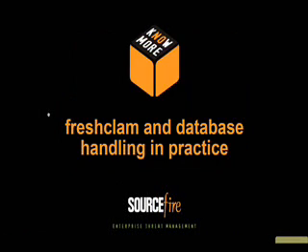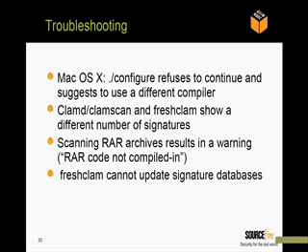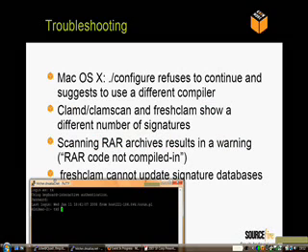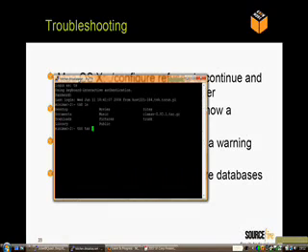Other slides. Troubleshooting. Today, I had a quick look at our mailing list archives and found the following problems to bring up from time to time. On Mac OS, configure refuses to continue and suggests to use a different compiler. Thanks to Christoph from our team, I have access to a Mac box, and I will try to configure and install ClamAV.